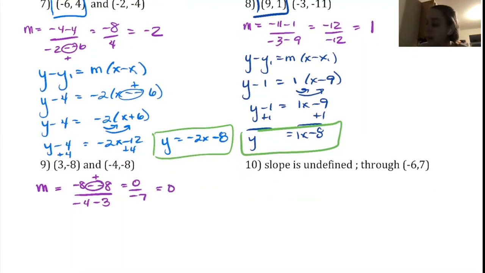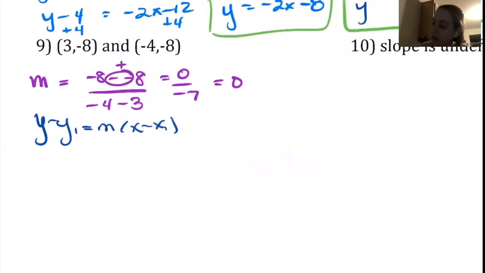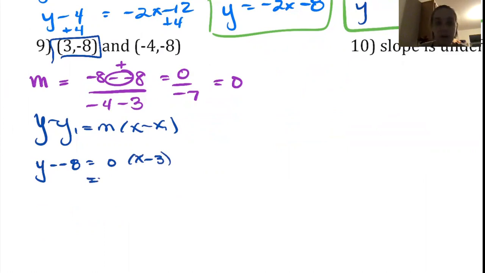Now, if we use that point slope formula again, y minus y1 equals m times x minus x1. Suppose I should zoom in. You can use either point. Y minus a -8 equals 0 times x minus 3. Now, what's anything times 0 over here on the right-hand side? It's 0. So I've got y plus 8 equals 0. To get y by itself, y equals -8.